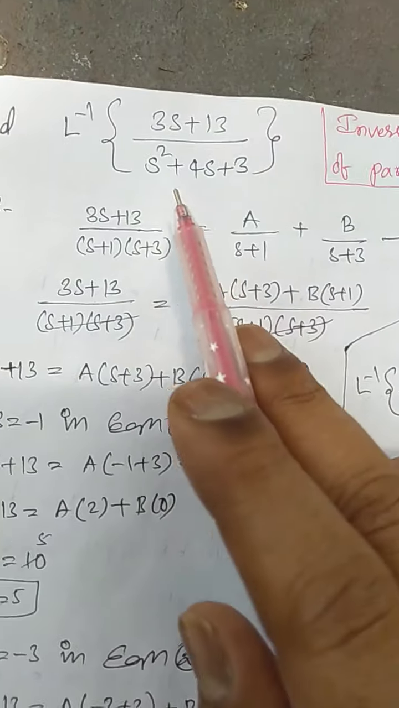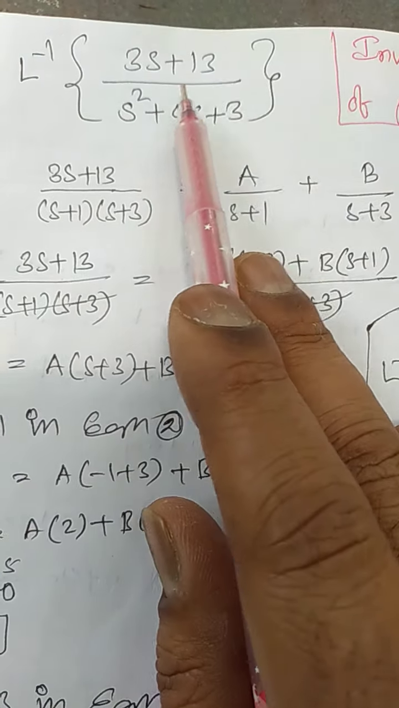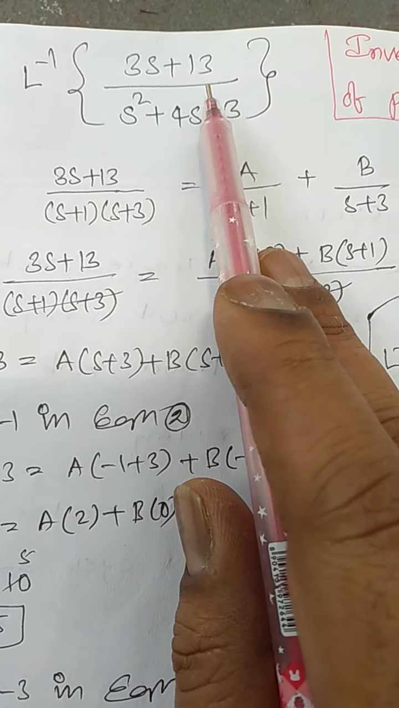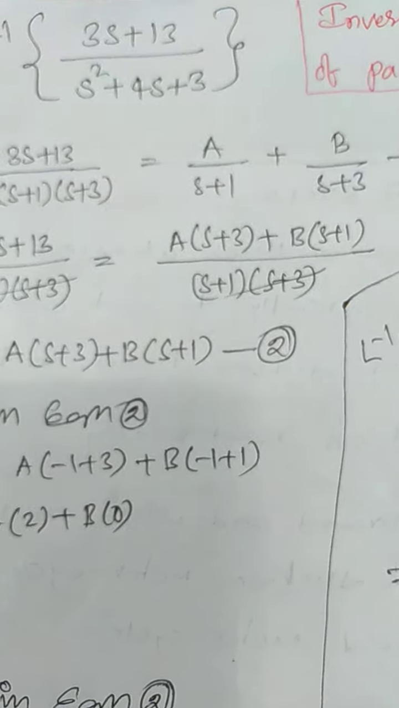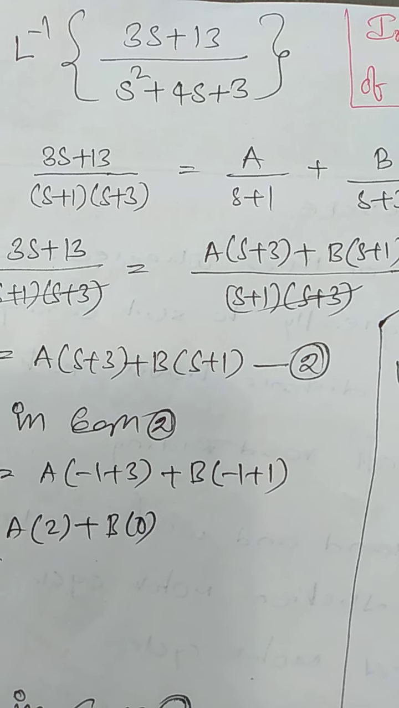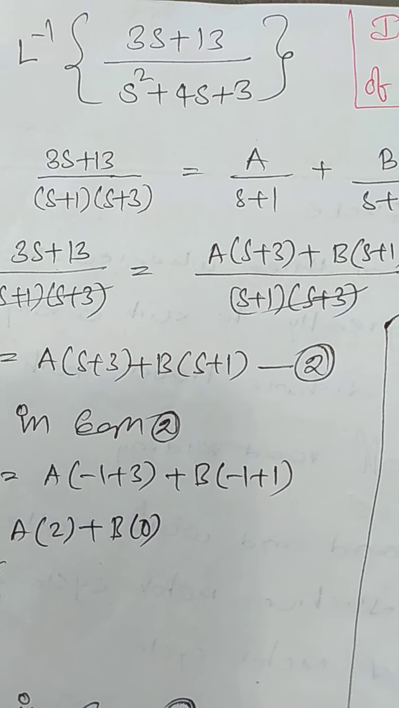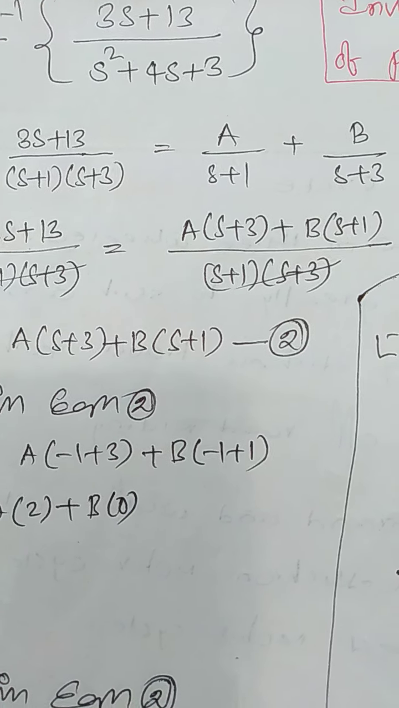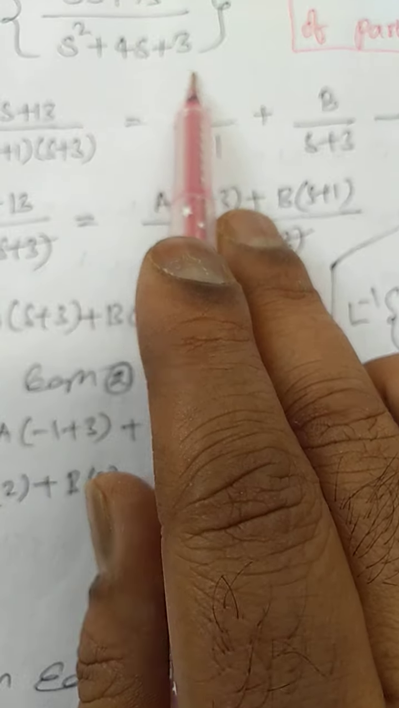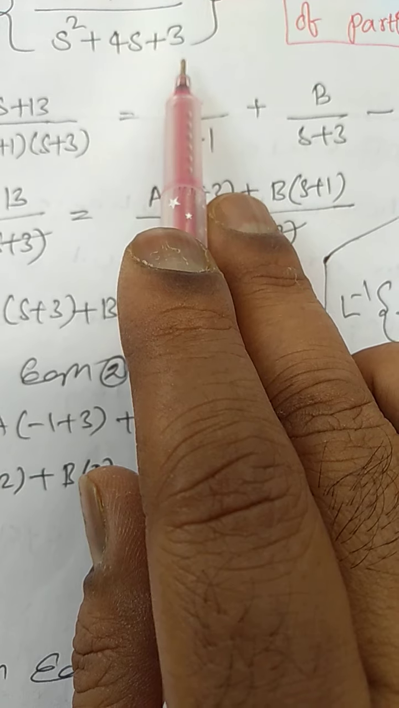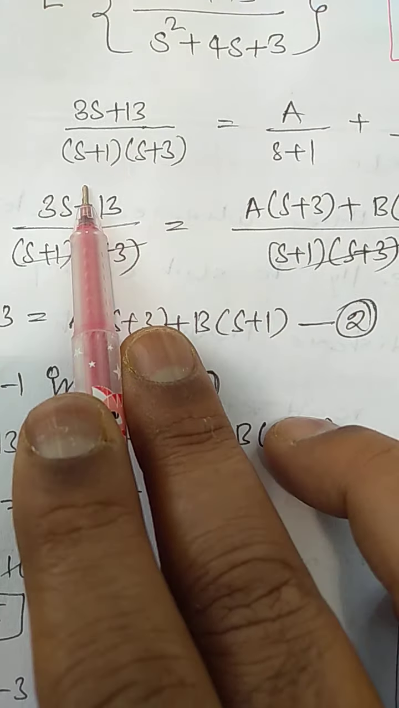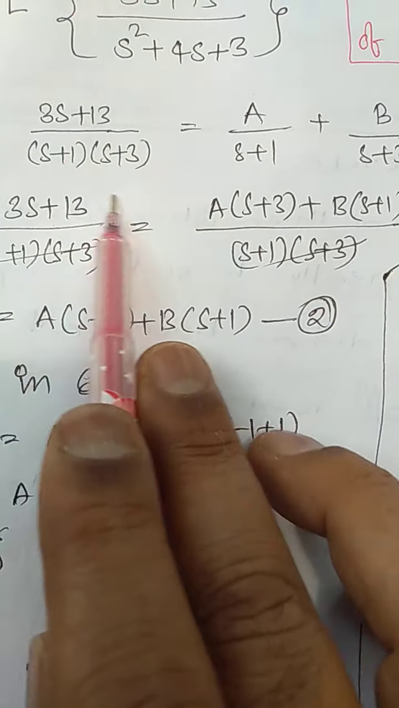So first of all, find the L inverse of (3s + 13) divided by (s² + 4s + 3). Here (3s + 13) divided by (s² + 4s + 3) is a proper fraction, so we have to divide this fraction into two proper fractions. Now s² + 4s + 3, which is a quadratic expression, resolves into two factors: (s + 1)(s + 3). So (3s + 13) divided by (s + 1)(s + 3) is a proper fraction.